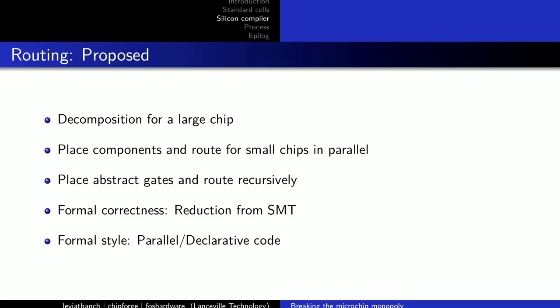Also, we propose satisfiability modulo theory solvers. So we can have some first-order logic where we can have constraints on the components, on how they are placed. For example, they must not overlap. That's the most simple example. I will show you later. And also, we want to achieve parallel or declarative code.